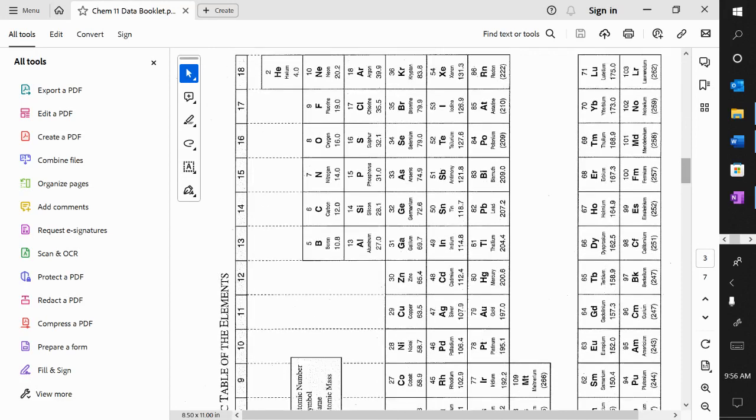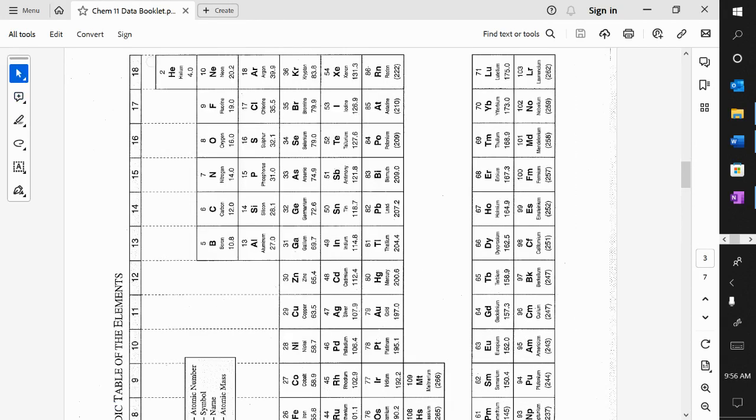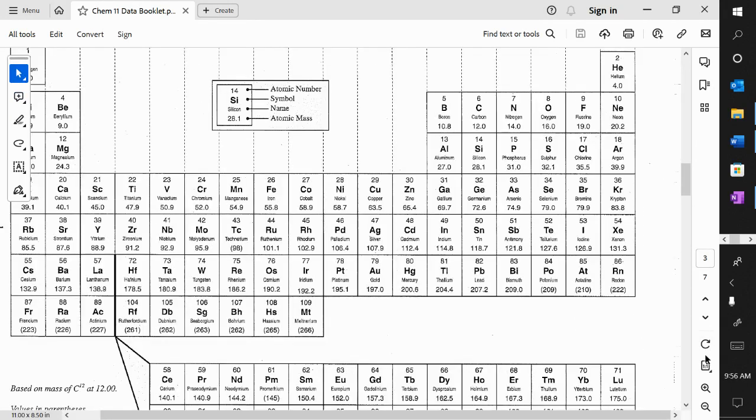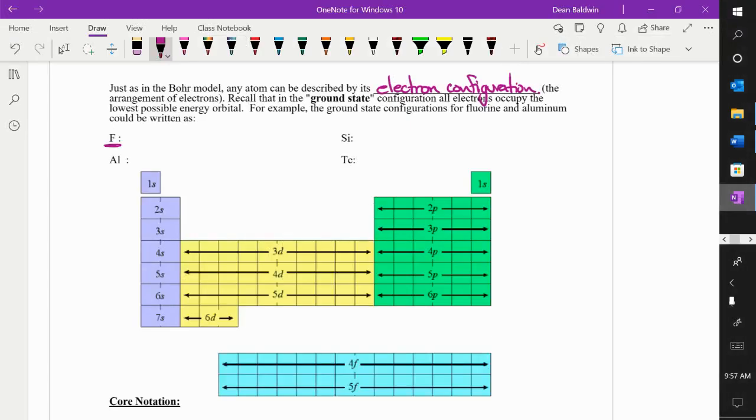Pull out your periodic table. Here's fluorine, right here, the end of the second row. To figure out its electron configuration, you start with 1s, and you simply write 1s.